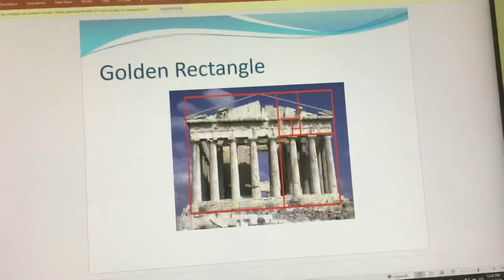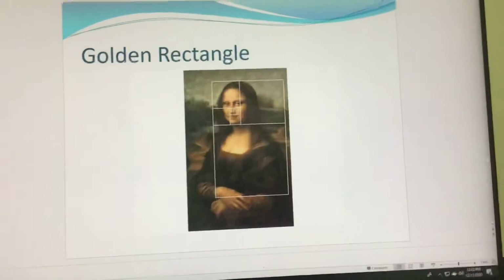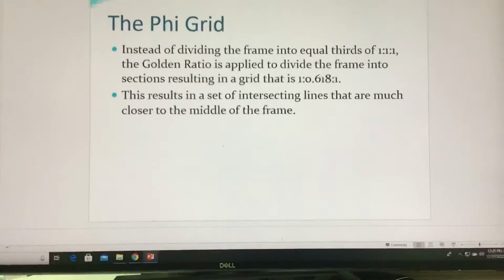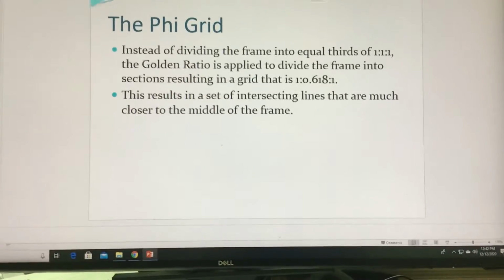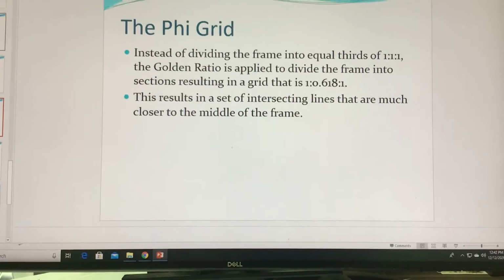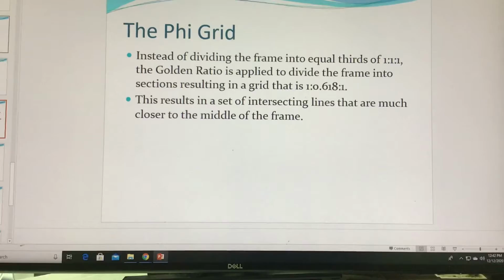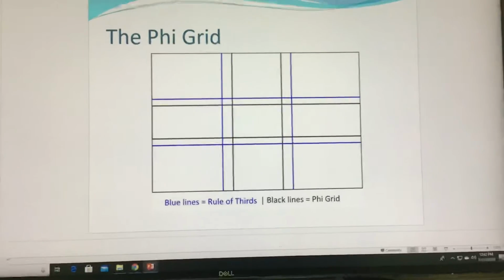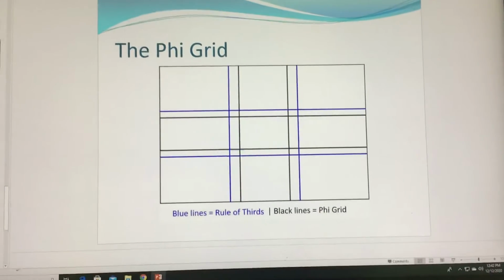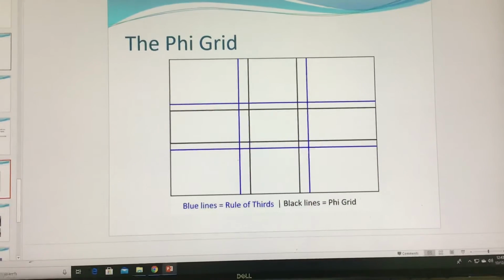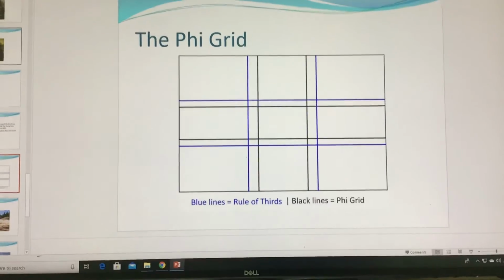Okay. The phi grid versus the rule of thirds grid. You guys know what the rule of thirds grid is, but the phi grid is a little bit shorter. The phi grid differs from the rule of thirds grid in that instead of squares, it's rectangles, and the rectangles are based on the golden ratio formula of 1 to 1.618. So basically, if I showed you the two, I might ask you, what do the blue lines represent and what do the black lines represent? Remember, with the phi grid, that center square is going to be kind of short and shrunk down.